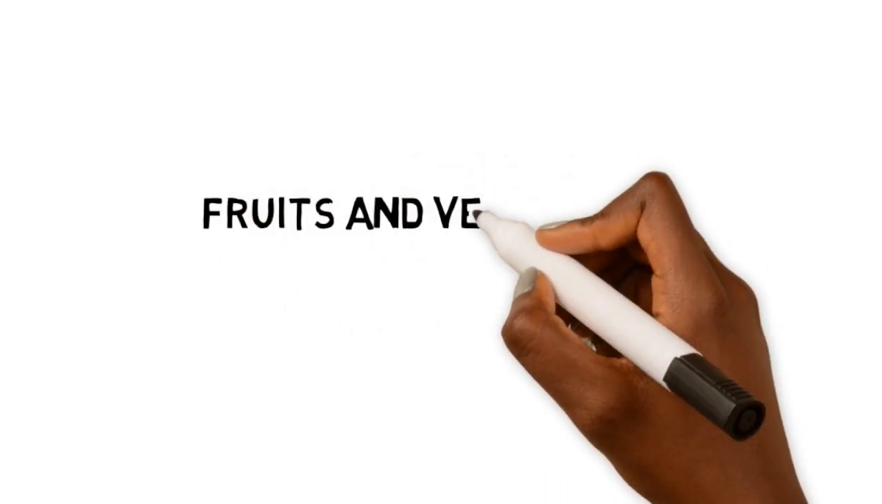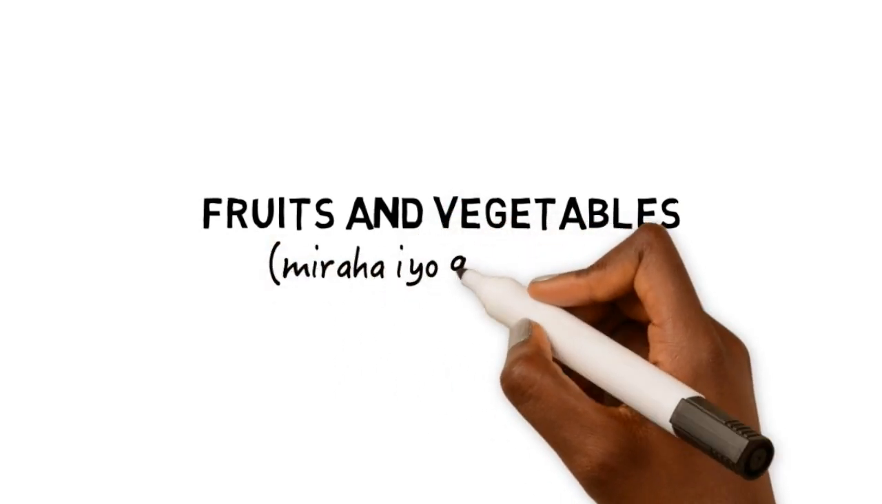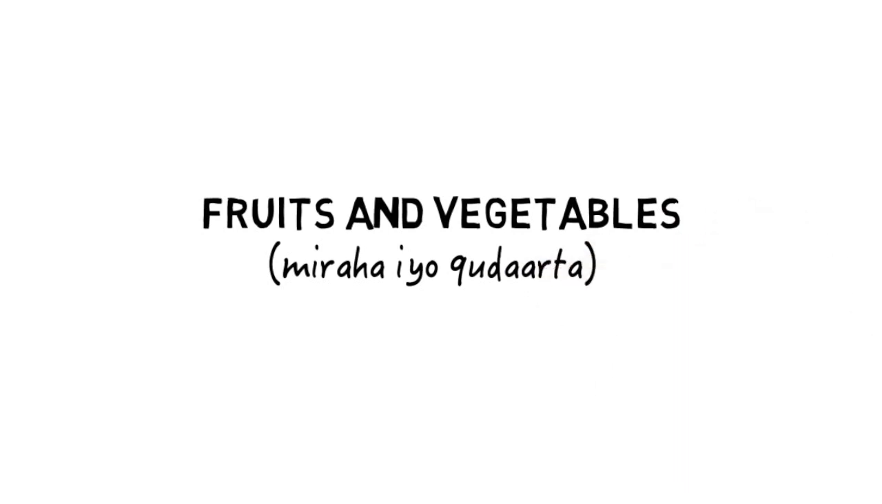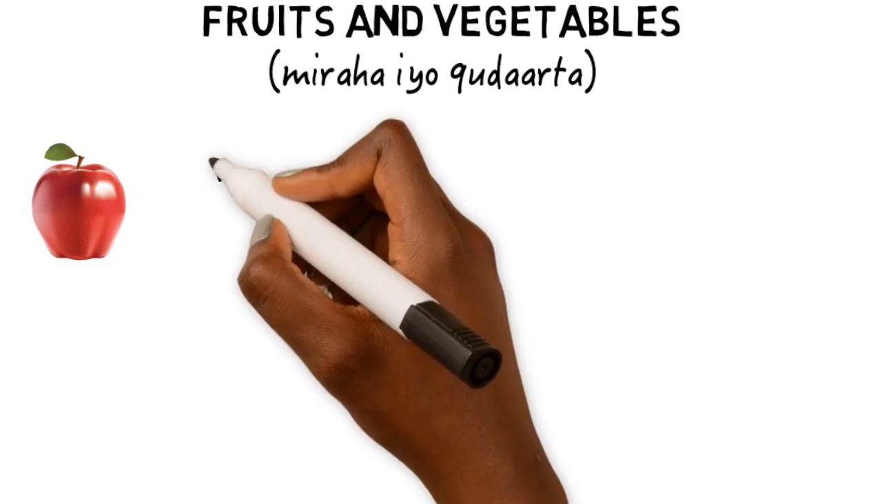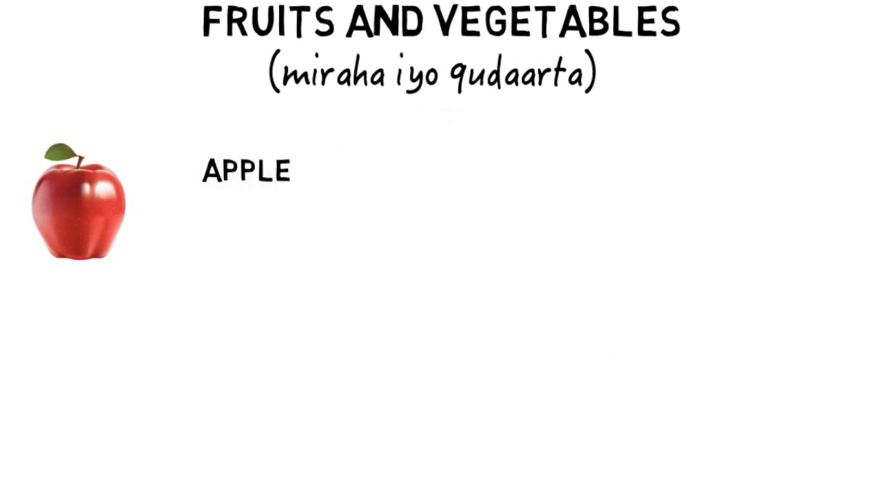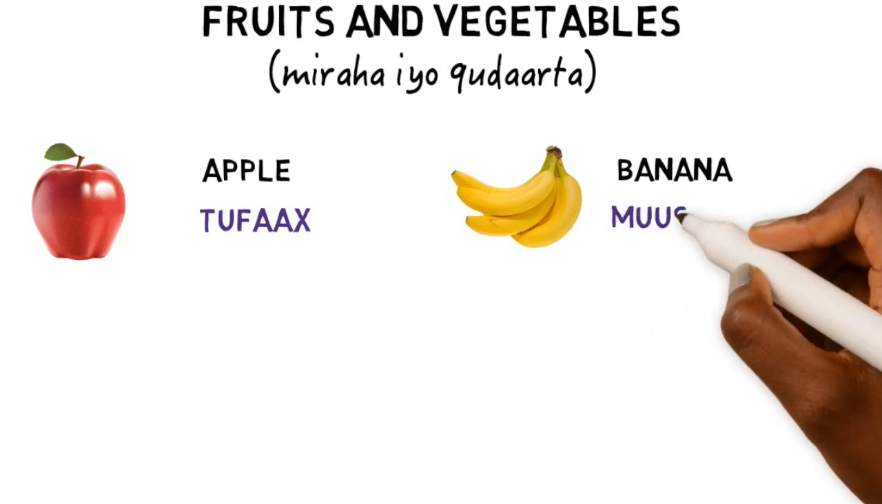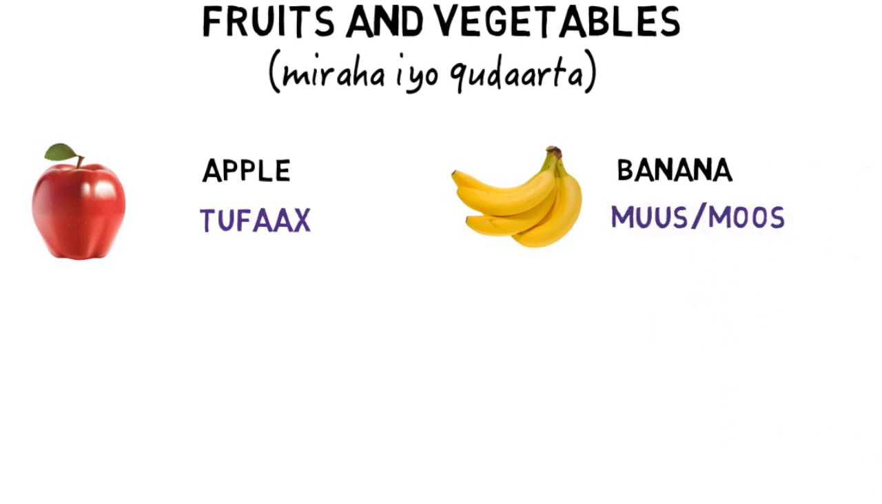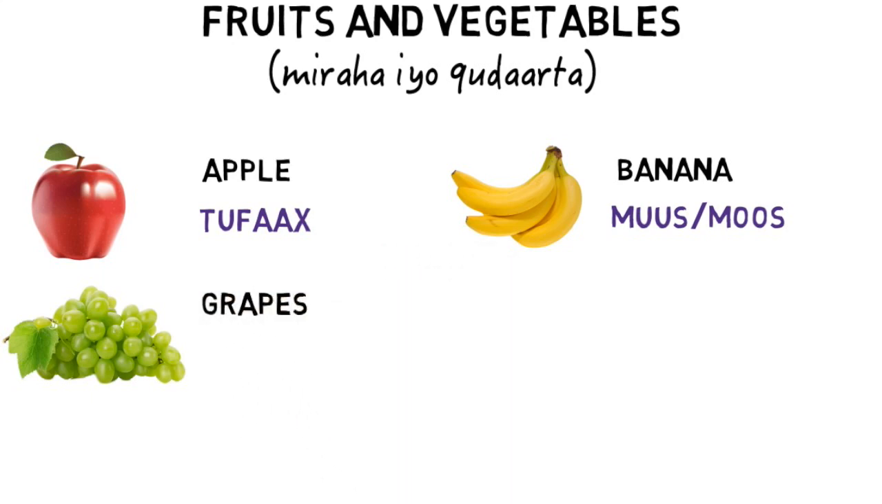Today we are going to be talking about fruits and vegetables in Somali. Fruits are miraha and vegetables are qudarta. An apple is tufah. While a banana is moose or moss. Grapes are anab.